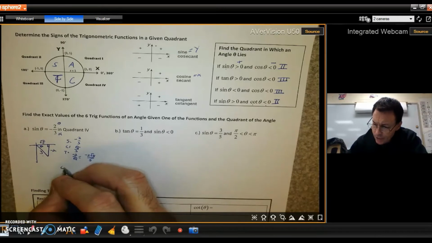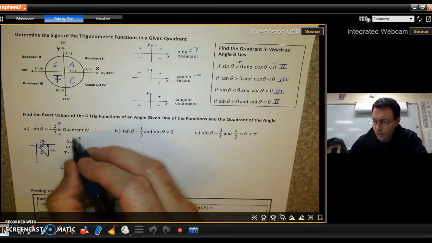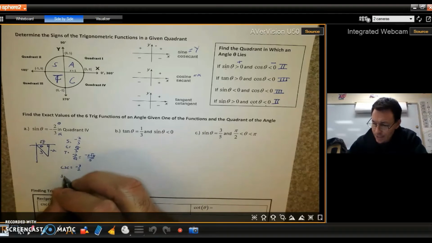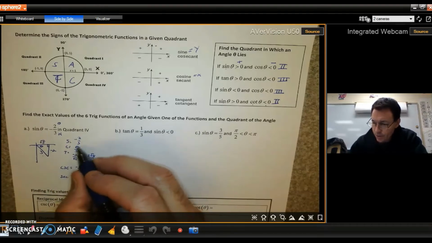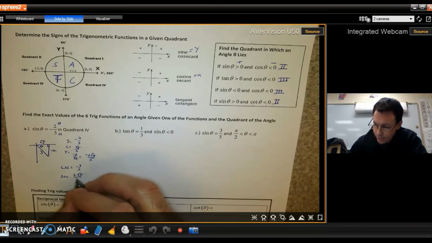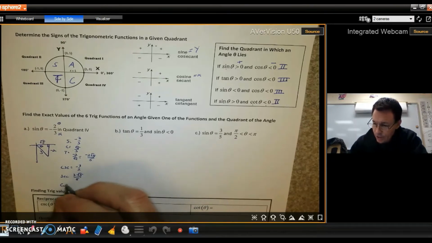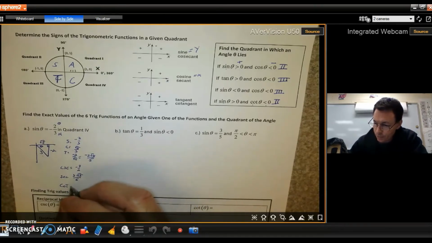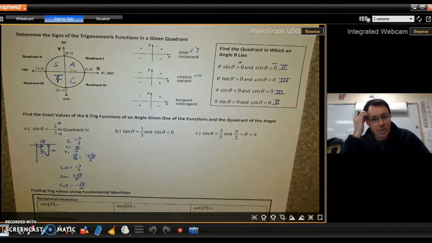And then the cosecant would be the reciprocal of this, so negative 3/2. The secant is the reciprocal of this, so 3 over radical 5, 3 radical 5 over 5. And then the cotangent is the reciprocal of the tangent, which again, I'm going to look at this before I rationalize it, because once I flip it, negative radical 5 over 2, it's already rationalized.